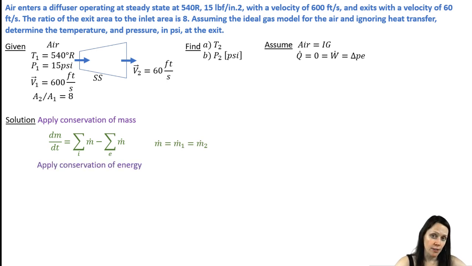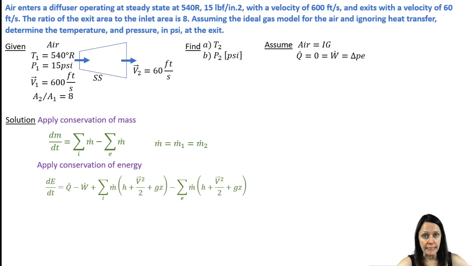Then I apply my conservation of energy, which is my first law for an open system. dE/dt equals all of this stuff. And of course, I'm assuming Q dot equal to 0, W dot equal to 0, and the change in potential energy, the gz terms, are equal to 0. Or, well, the gz is not equal to 0, but the delta gz is equal to 0. And the dE/dt goes away because it's at steady state. And so this is all I'm left with.